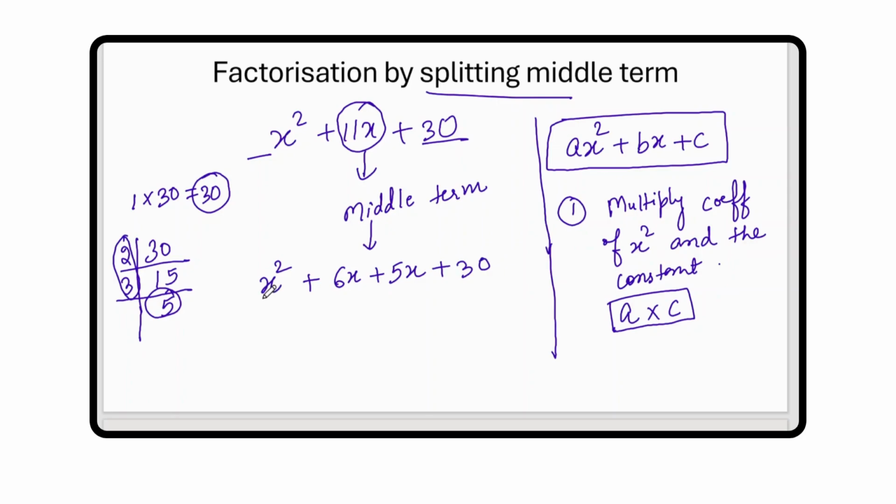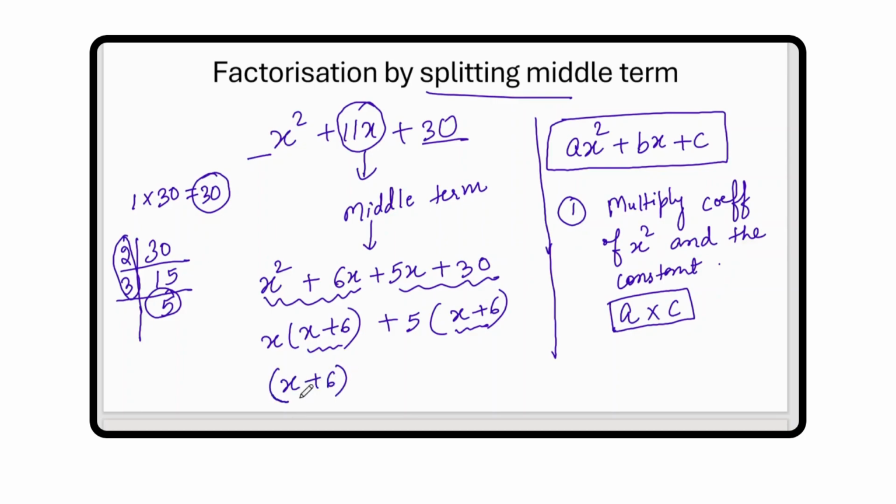Now find the common factor here. So you can see x is common. So x plus 6, plus here common is 5, so x plus 6. You will always get the same expression in both the brackets. So our final answer is x plus 6 and x plus 5. So this is the way you can solve the questions by splitting the middle term.